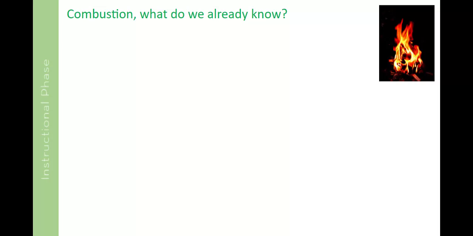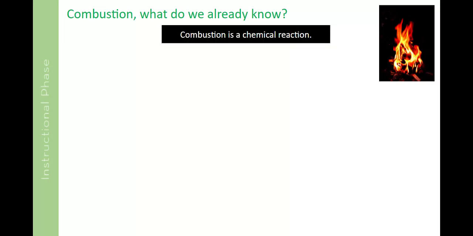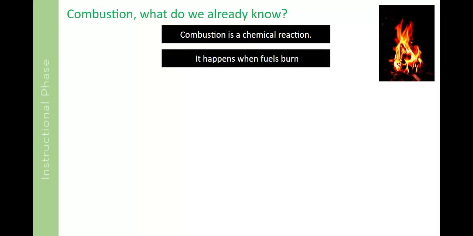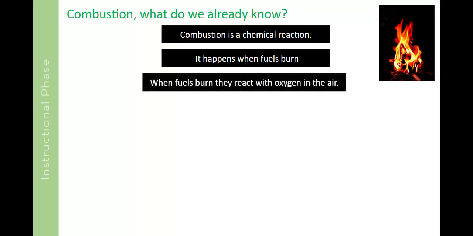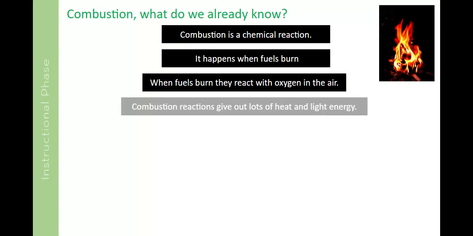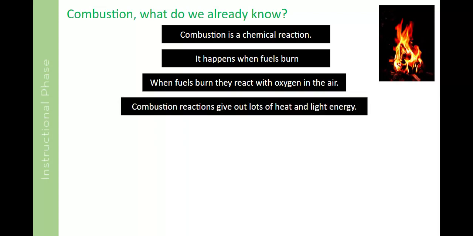So what do we already know about combustion? What did we learn last lesson? So have a think about it. Think about anything you can remember. Okay, so what I think you should remember is combustion is a chemical reaction. It happens when a fuel burns. When they burn, they react with oxygen in the air. And that type of reaction gives out lots of heat and lots of light energy.